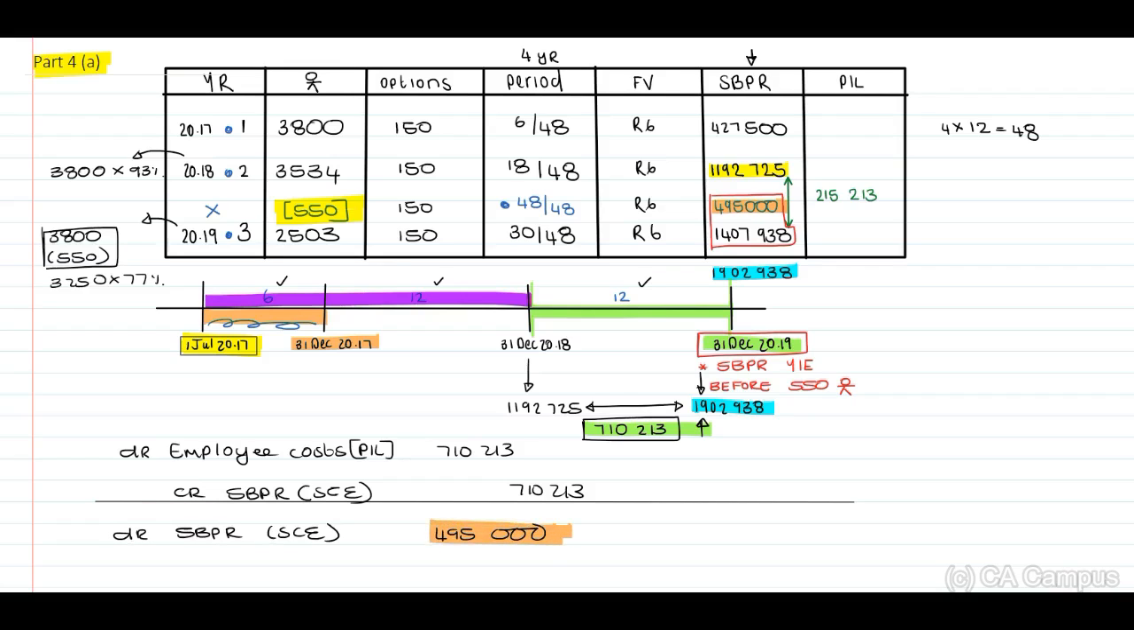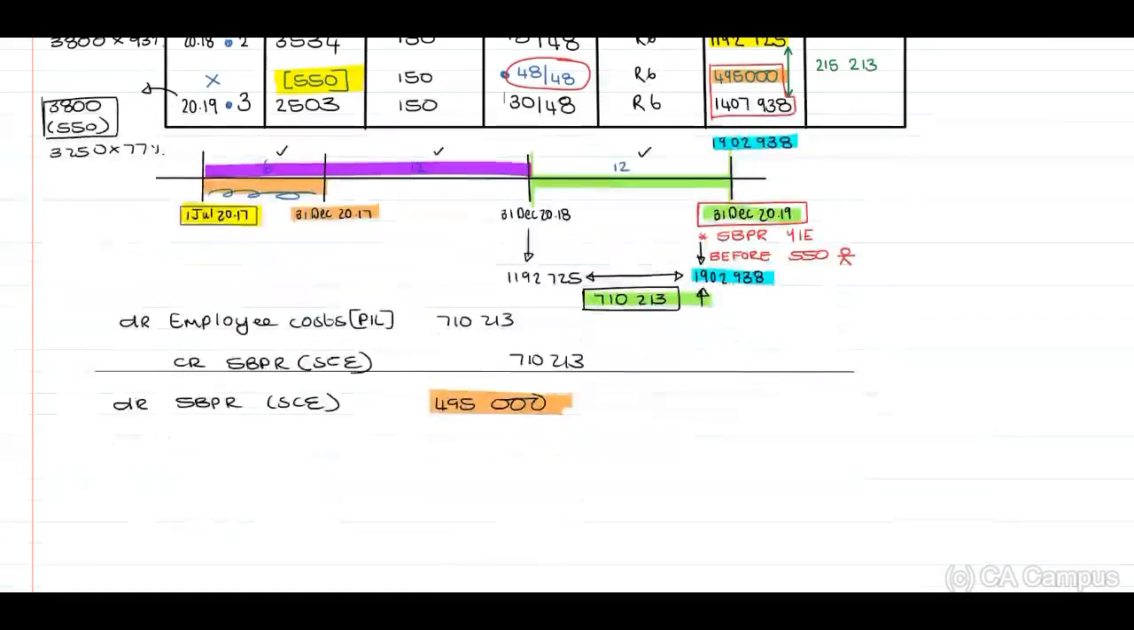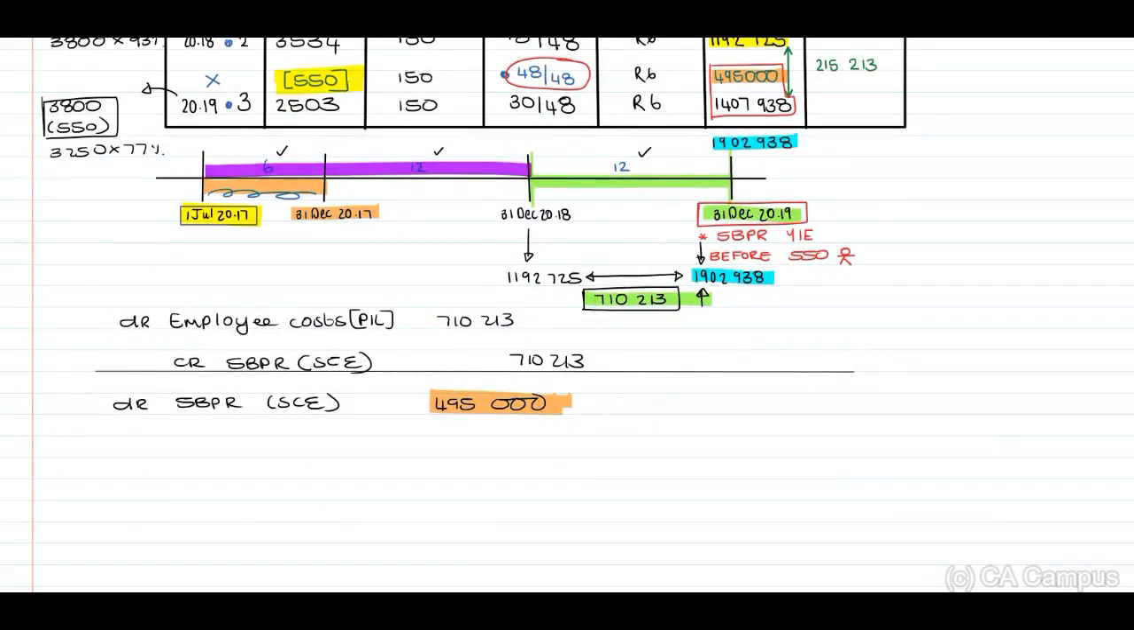Accelerated vesting. This means as if they have completed the vesting. Look at my period, 48 over 48. You with me on this? And then they've indicated to us a payment in the scenario. Therefore, we will have to credit our bank account, statement of financial position.